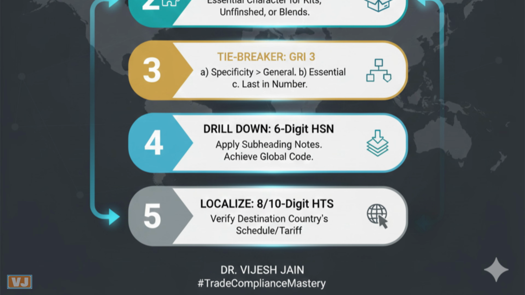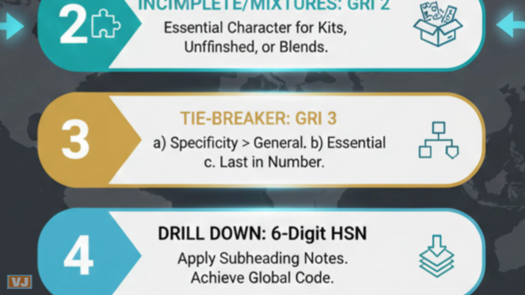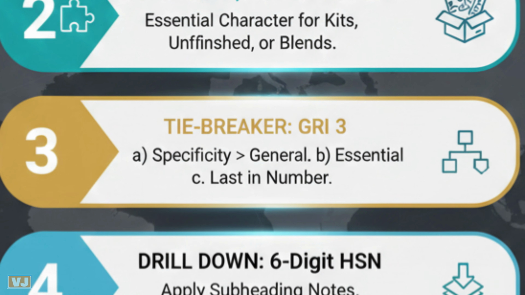Now, this GRI 3, the third pillar of GRI rules, is the tiebreaker for multi-function products and sets. When a product could prima facie, at first sight, fall under two or more headings, GRI 3 provides three sequential steps to find the winner. The first step is specificity, that is 3A. The heading with the most specific description wins over the general ones.